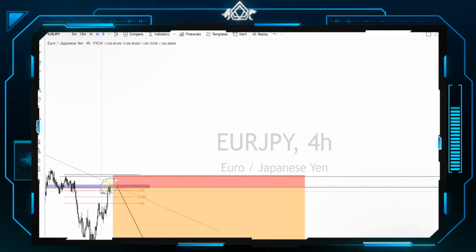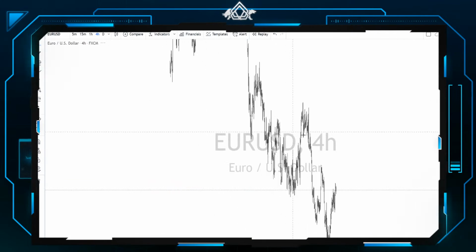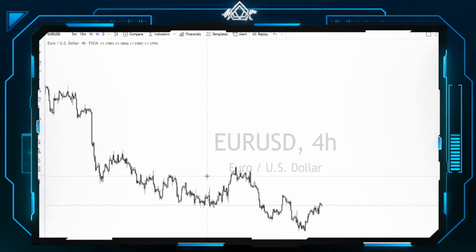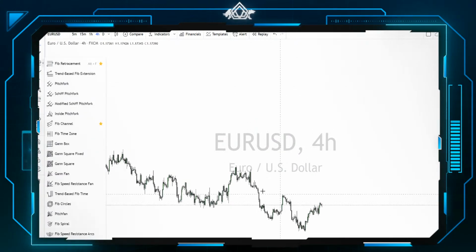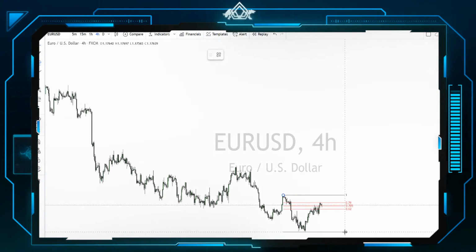Okay, and this is going to count for the Euro JPY as it's going to count for the euro against the dollar. It's going to be exactly the same because this is also a safe haven. So from this point, you can also place a Fibonacci, and we can just do some trend trading, again, from the high to the low.